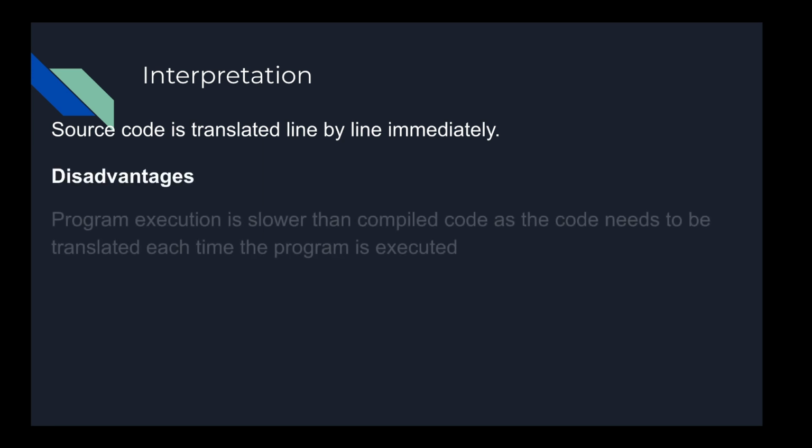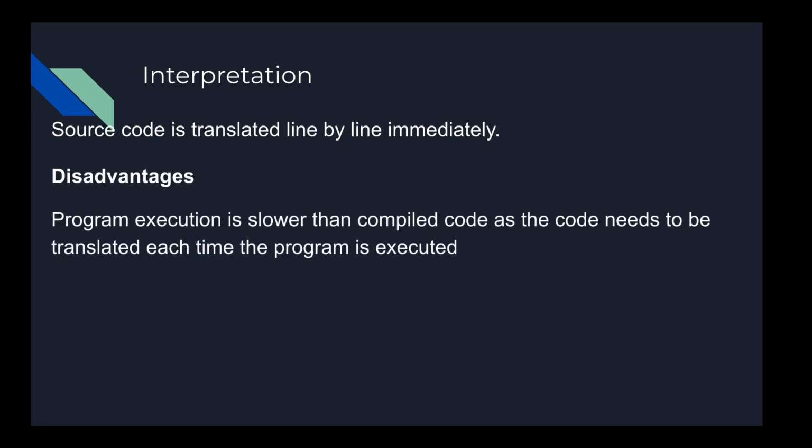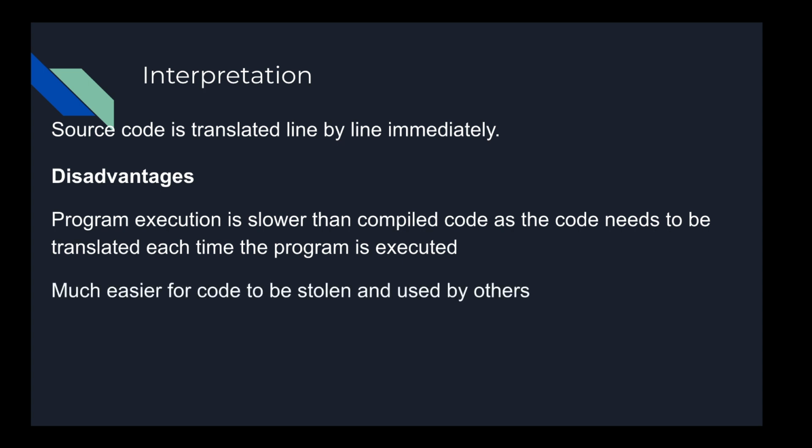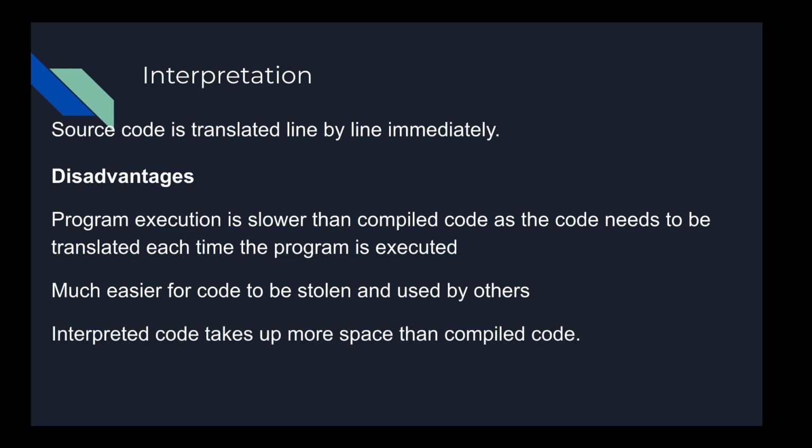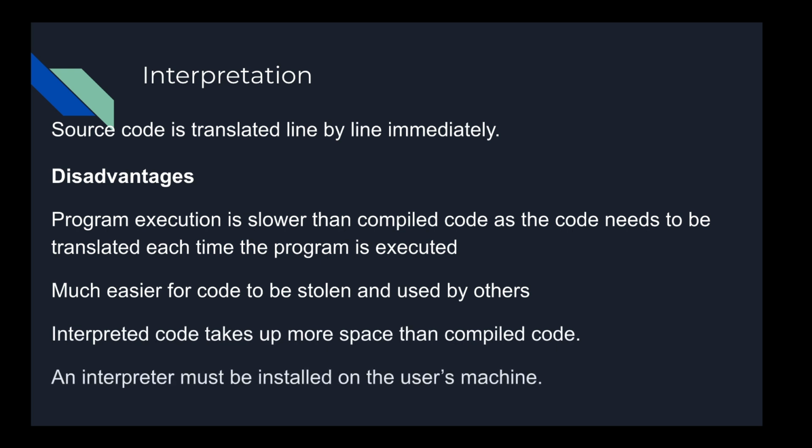There we have some disadvantages. Program execution is slower than compiled code as the code needs to be translated line by line at execution. It's also much easier for the code to be pinched and used by others because you give the source code at the time. You don't compile the program and give a compiled program, you give the source code, and importantly, an interpreter must be installed on the user's machine. So interpreter code also takes up more space because compiled code can be compressed down and made smaller. And as it says there also, the interpreter must be installed on the user's machine.